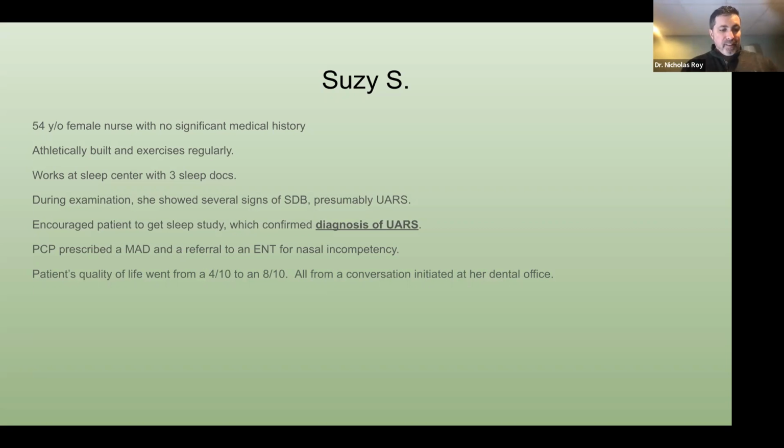Now, what's amazing is this conversation started in a dental practice. So if you don't think we have a role to play here, then I don't know what I can do to convince you. But I think the case is that we understand that this is relevant. Her AHI was only an 8 to start with, and it went down to a 2. Patients with UARS don't necessarily have high AHI numbers, but they have very bad sleep.